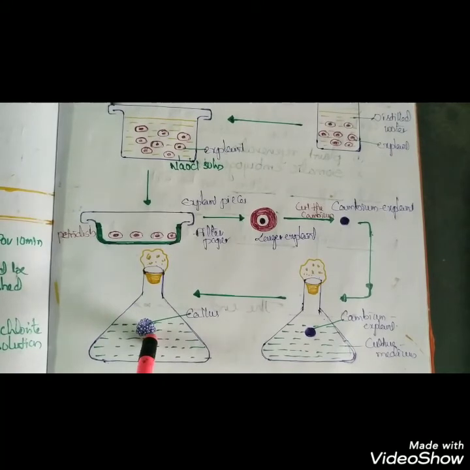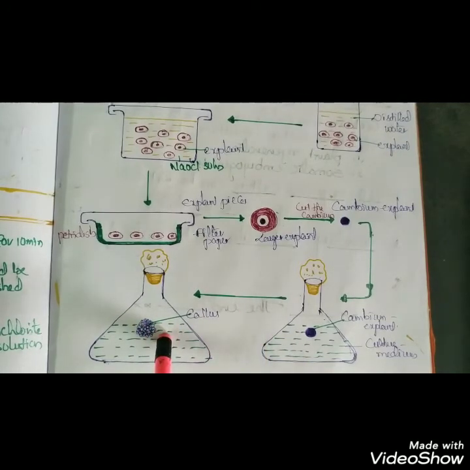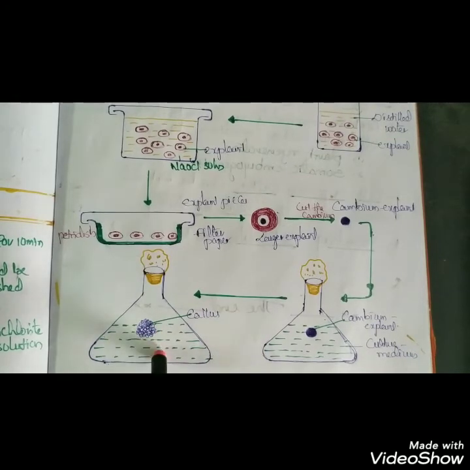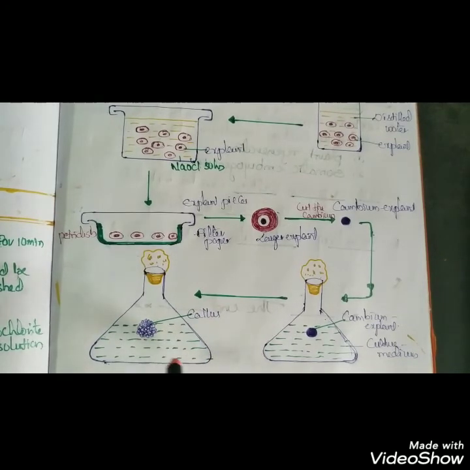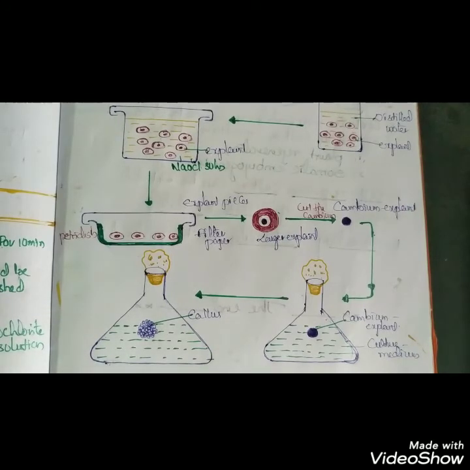Now after obtaining the callus, it is subcultured again by making into small pieces and inoculating over the fresh nutrient medium to get more amount of callus from this tissue. Later, from the callus, the plants can be regenerated by two different methods. As we have already discussed, one is organogenesis method, another one is embryogenesis method.